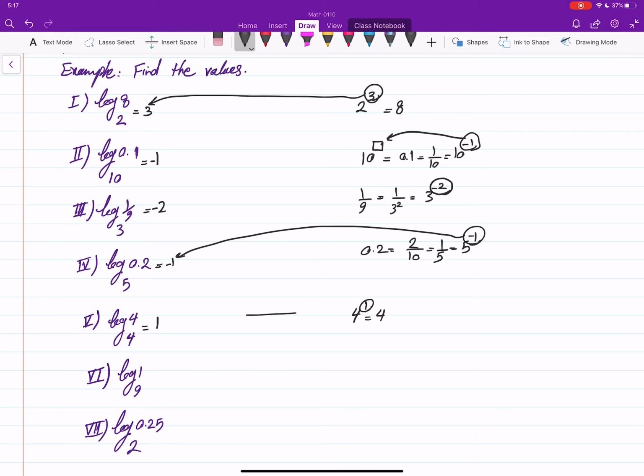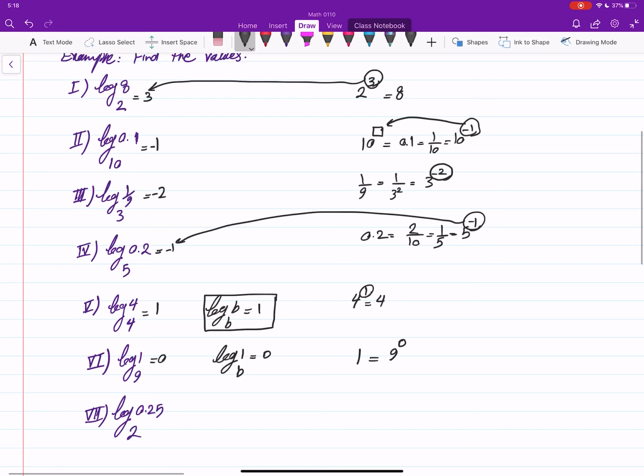Actually, in general, we have the property that log of b base b is equal to 1. That's obvious. Yes, b to the power 1 is b. And how about log of 1? How can you write 1 as 9 to the power something? Well, 9 to the power 0 is going to be 1. And that's another fact that you always see. So log of 1 base any b is equal to 0.